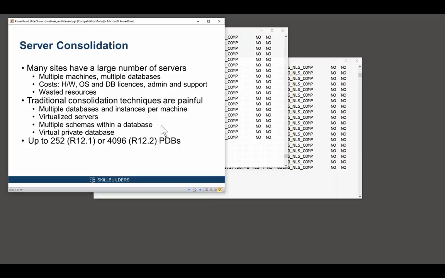Multi-tenant may be the perfect solution if you're going for server consolidation. It may be the perfect solution. It scales incredibly. 12.1 goes up to 252 pluggable containers, and 12.2 just gets ridiculous. So it's another consolidation technique, in my opinion significantly superior to the techniques available otherwise.